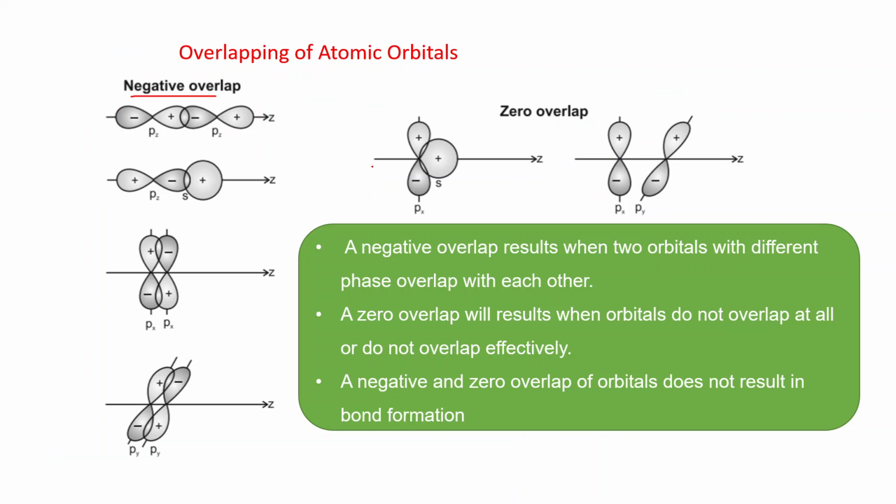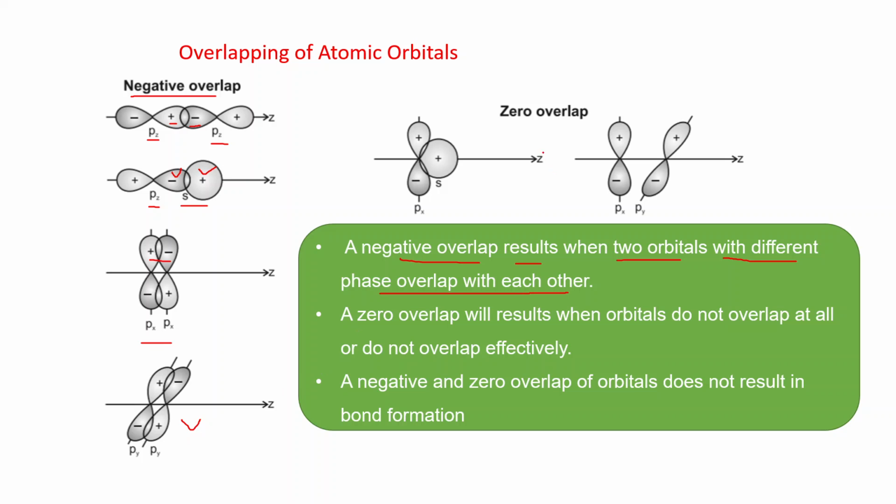Now, negative overlap. What is negative overlap? A negative overlap results when two orbitals with different phases overlap with each other. Again, you can see this is pz of one atom overlapping with the pz of another atom, but see, these phases are different. In the same way, this is pz and this is s, phases are different. This is sidewise overlapping, px. Again, phases are different for the overlapping orbitals. This is again py. This is called negative overlap.